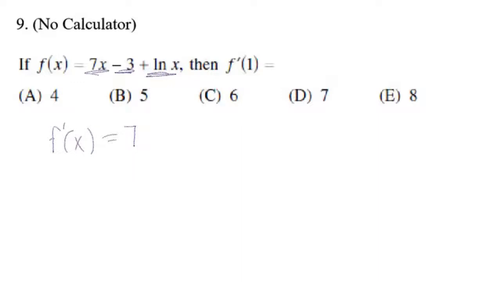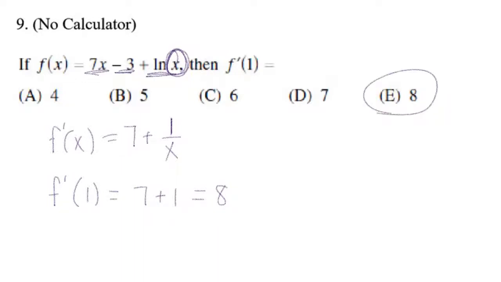The derivative of the natural log of x, that's going to be stuff prime over stuff. Stuff is x. What's the derivative of x? It is 1. So now I need f prime at 1, which looks like I'm just going to get 7 plus 1, which is 8. So here my answer is E.